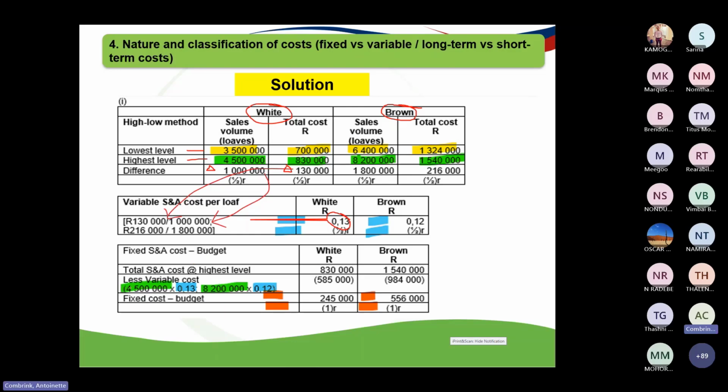Now I want to know what is my fixed cost portion. So I take the total. You can do it either with a high one or the low one. It comes to the exact same amount as long as you don't mix and match quantities. So we've got the 830, which is the highest amount. And then we multiply it with the 4.5 million, the variable cost of 13 cents. And that gives me 185,000, and the difference between that gives me then my fixed cost of 245,000.